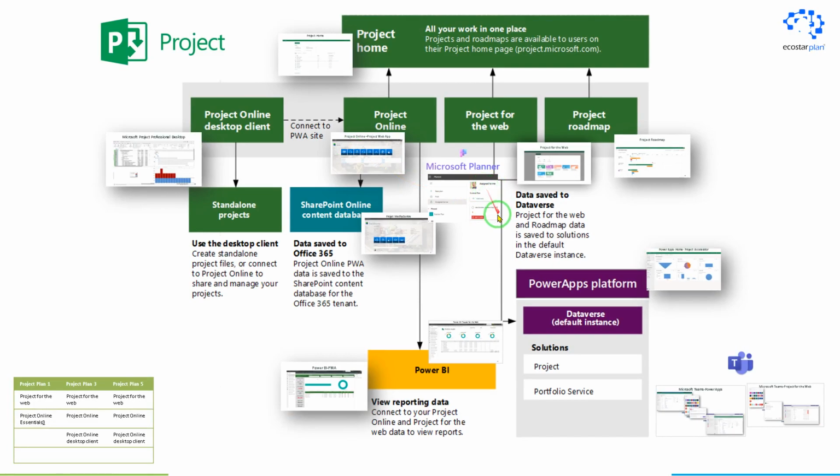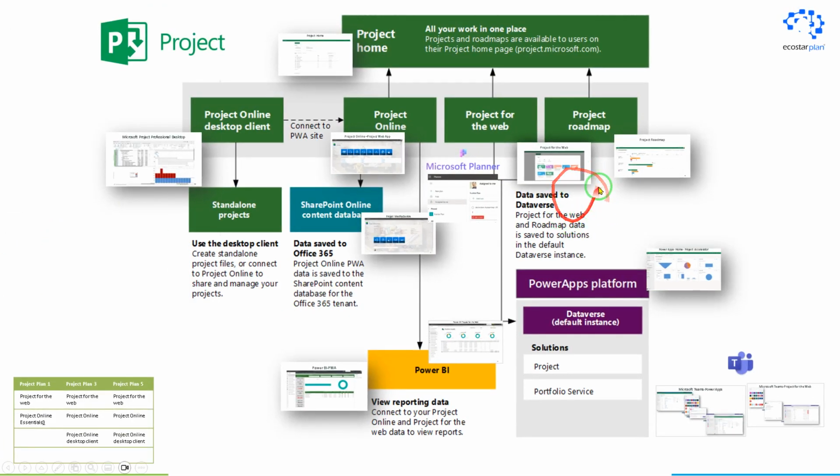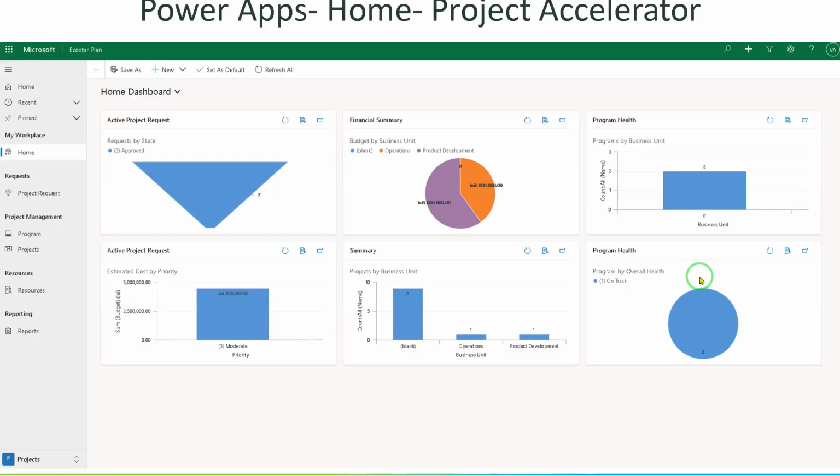Okay, now sometimes it's not sufficient to use the charts that are already inside Project for the Web. So that's why we can use the Project Accelerator. What is Project Accelerator? Well, the Project Accelerator is built on Power Platform. It's a custom app that can be used. Microsoft already shared this app for free, so you can install the Accelerator.